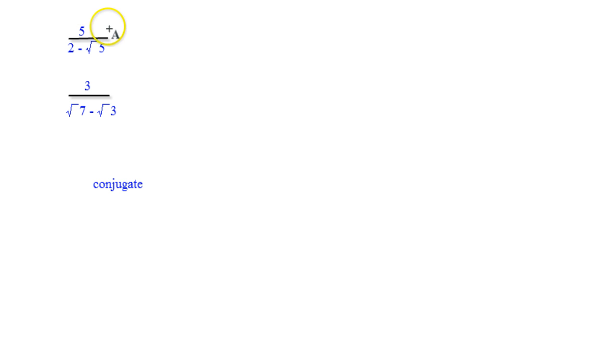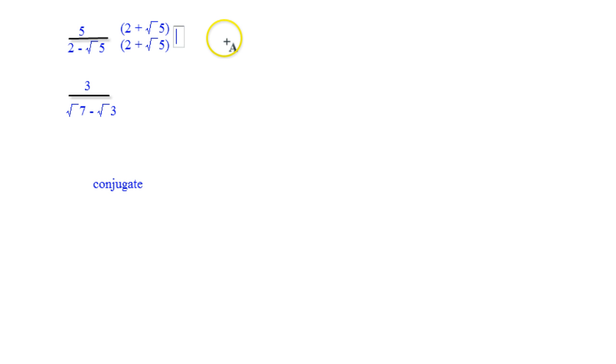Okay, and the conjugate, I'm going to show you what it looks like. It's just going to be the same as the bottom, but with the opposite sign in the middle. So it's going to be 2 plus root 5, and it's going to be 2 plus root 5. I'm going to multiply the top and bottom by that.